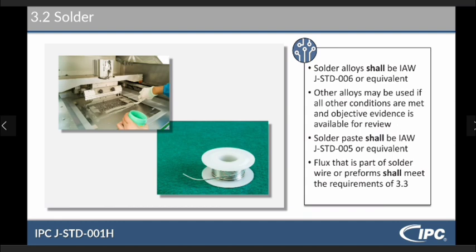Solder, so now we're on 3.2, talking about solder. Solder alloys shall be IAW, in accordance with, J Standard 006. That's like a supplementary document. Other alloys may be used if all other conditions are met and objective evidence is available for review. Solder paste shall be in accordance with J Standard 005. And flux that is part of solder wire or preforms shall meet the requirements of Section 3.3.